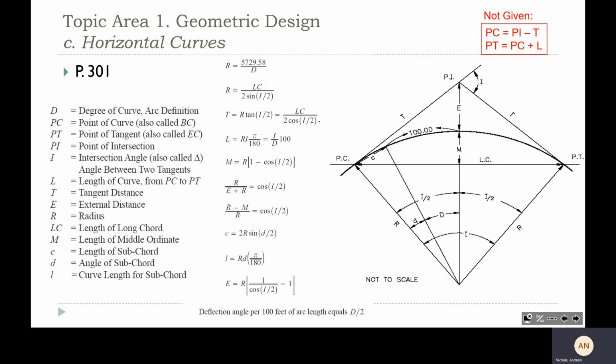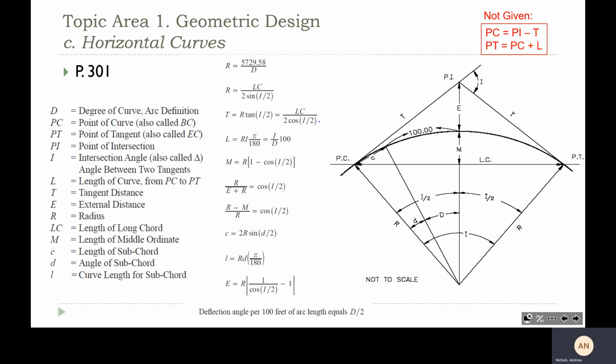All right, so horizontal curves. With vertical curves, we're standing on the side of the road looking at the profile of the road itself. For a horizontal curve, we're now in plan view, flying over the top, looking down on the roadway itself. This is the information from page 301 in the manual.